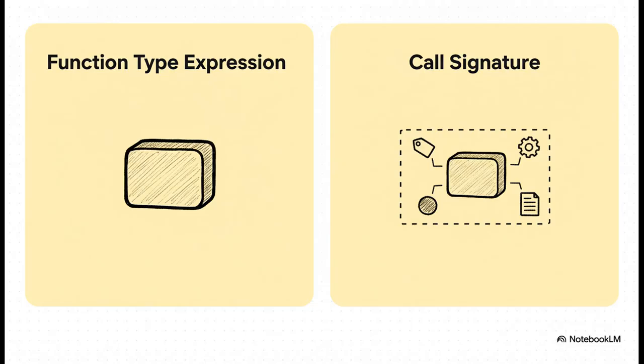So, here's the bottom line, the crucial difference. You use a function type expression for a plain old standalone function. But the moment you need to describe a function that also has properties, like say a description or some kind of metadata, you've got to reach for a call signature inside of an object type.